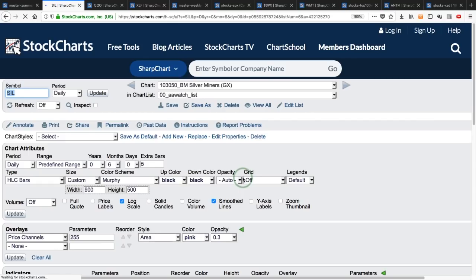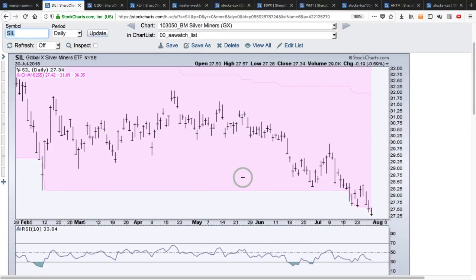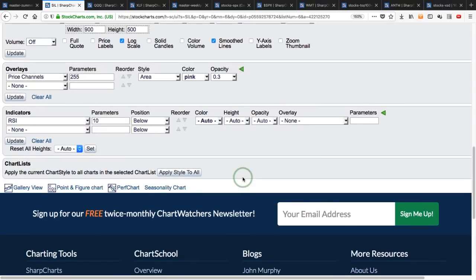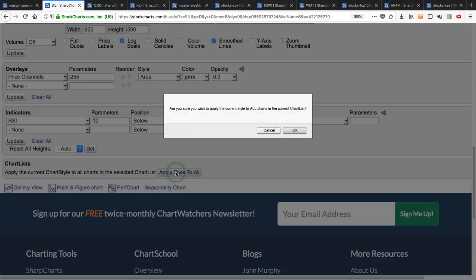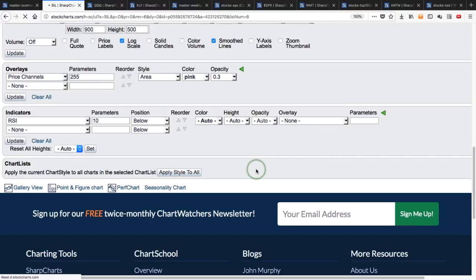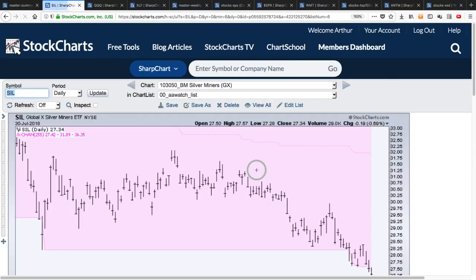There's also something you can do if you want to apply this particular style to all the charts in your chart list. If you go down to the bottom, there's a button for Apply Style to All. I'll click that, click OK, and OK to reconfirm. Now all the charts in this list will be shown in that style.